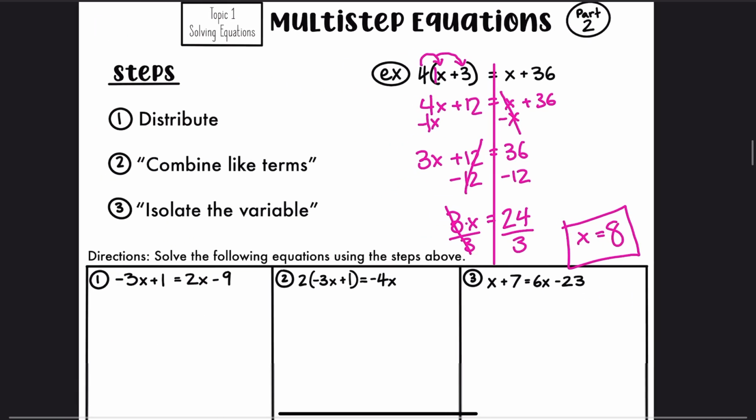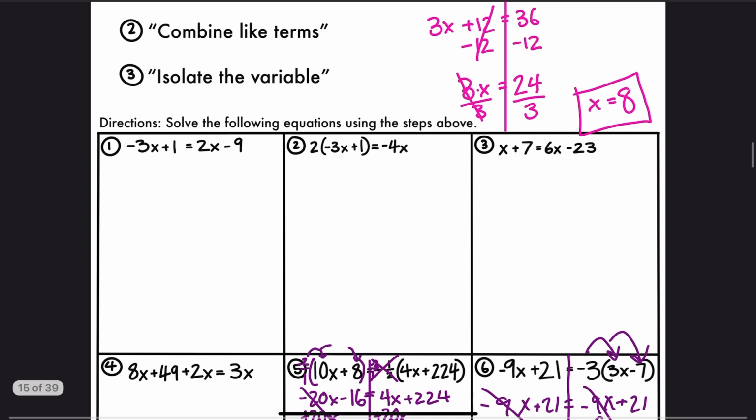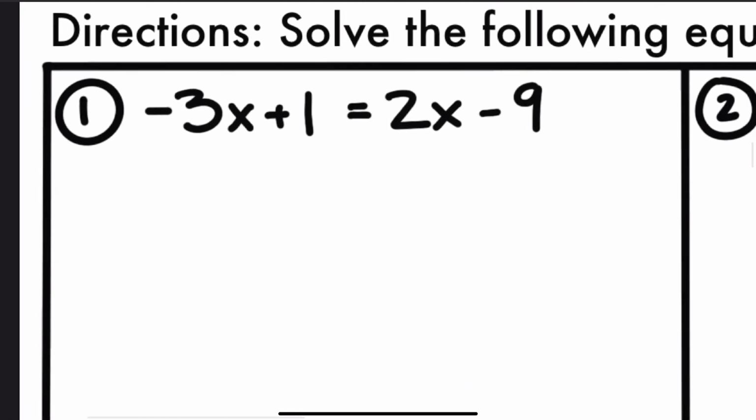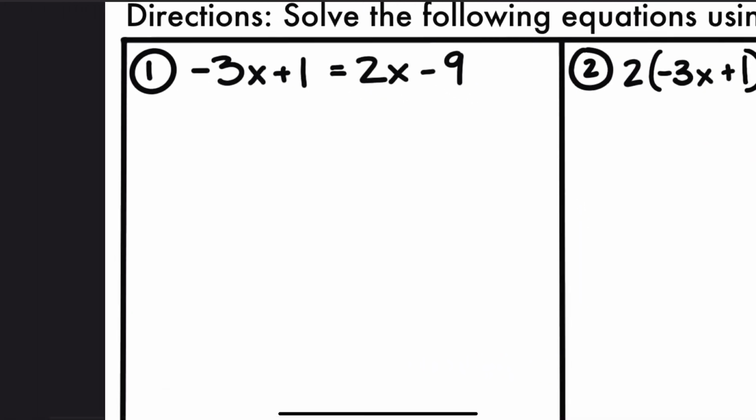Let's try one more. Let's do number 1. So number 1 says that we have negative 3x plus 1 equals 2x minus 9. Okay, I'm going through my steps again. My first one was distribute, but I don't see any parentheses here, so I'm not going to do that step. I can't distribute anything if there's no parentheses. So I'm going to move on to step number 2, combine like terms.